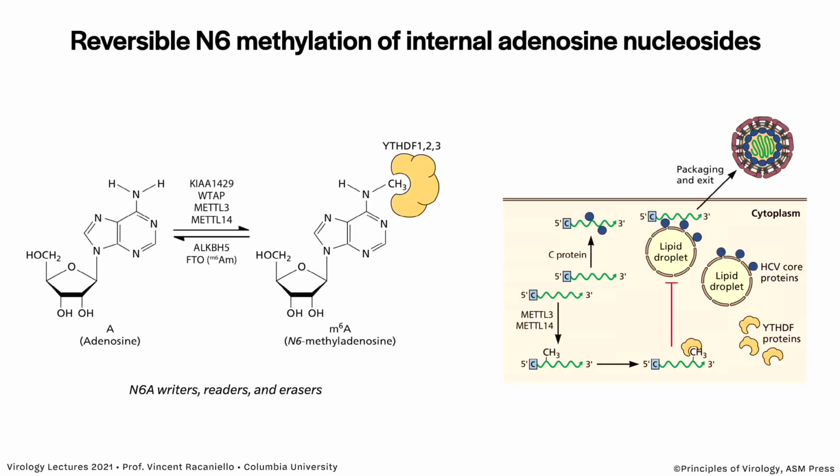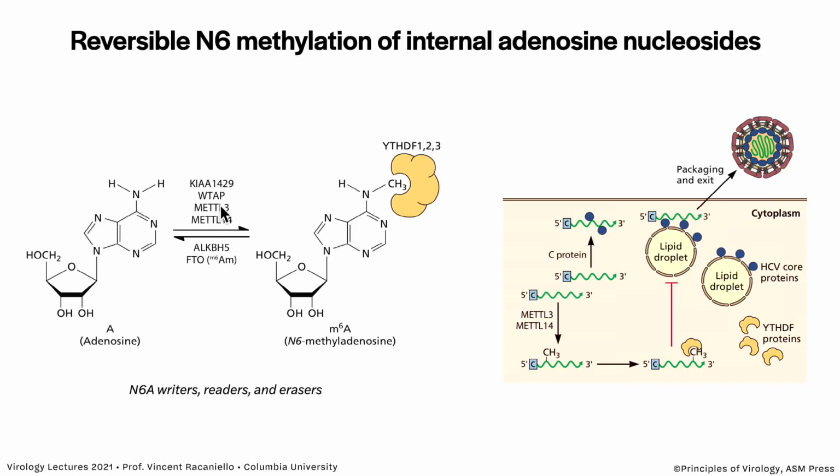And finally, another modification that's important is N6 methylation of adenosine nucleosides in RNA. So here's an adenosine, and this N6 can be methylated. So here's the methyl going on to that nitrogen. And there are a number of enzymes in the cell that can add a methyl group, including these, WTAP and METTL3 and 14. And then there are enzymes that take it off.